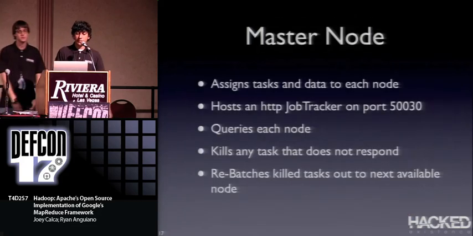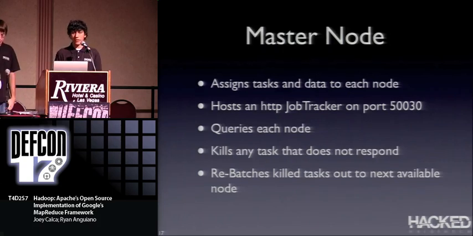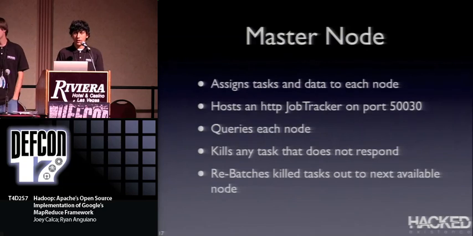So when you run a job in Hadoop, you basically upload your job to a master node. And this master node basically keeps track of all the nodes in the cluster, and it assigns tasks and data to each node. It also hosts an HTTP Jobtracker, so you can basically follow your jobs, watch the progress, and go back and view previous jobs. It also queries each node and kills any task that does not respond and rebatches out that killed task to the next available node.